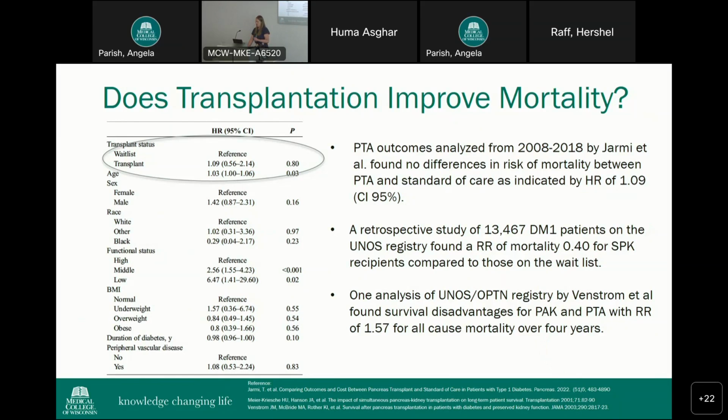And then there was an additional analysis of the UNOS registry by Venstrom et al. that found a disadvantage for those receiving transplant. Unfortunately, the study done by Venstrom was then redone to include the new criteria of what defined graft failure. And then that data then found that transplant did have a favorable effect on mortality.